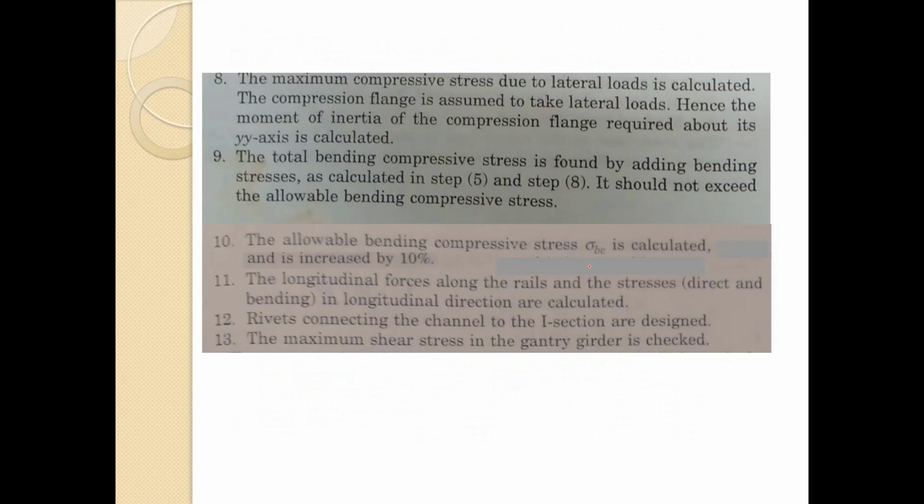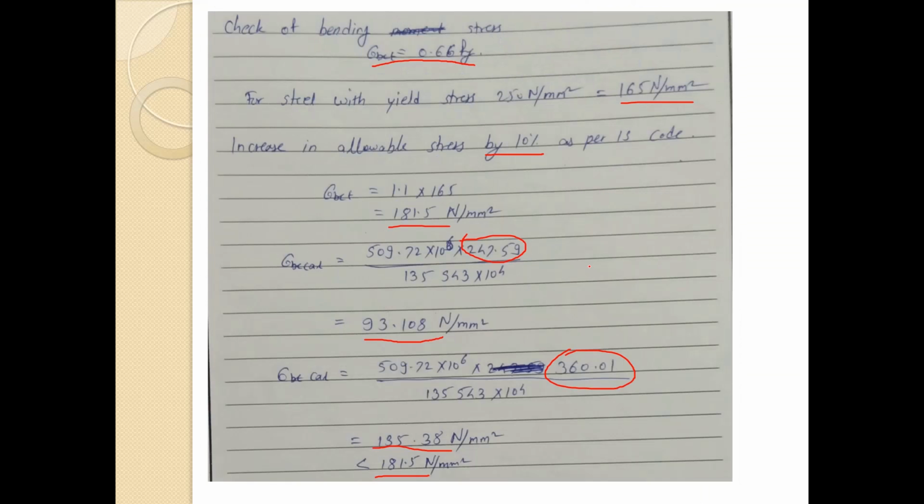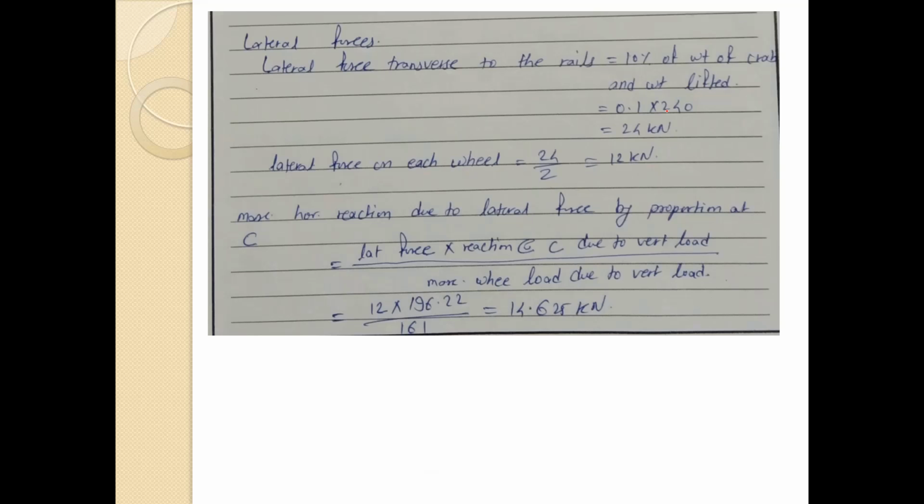So here we are taking 0.1 of this lifted weight, that is weight of crane and weight lifted, so that becomes 24. Again we have two wheels for the crane, so the weight is distributed on the two wheels. We are dividing it by 2, so that becomes 12 kilonewton.